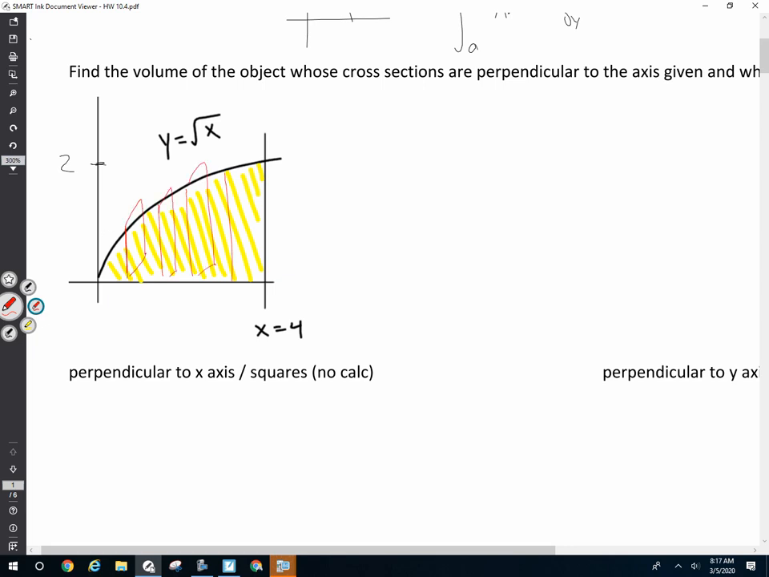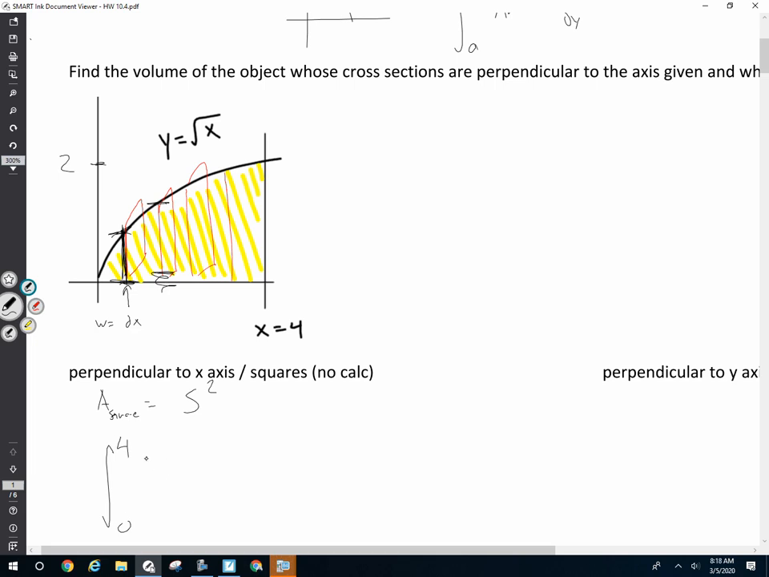Now, the area formula for a square is a side length squared. Well, here is my side length. My side length is this y distance. This y distance is just a y equals root x distance. So I'll take an infinite sum. Since it's perpendicular to the x-axis, what's skinny about this is a skinny width. That gives us the three-dimensional quality of it. We're going from 0 to 4.